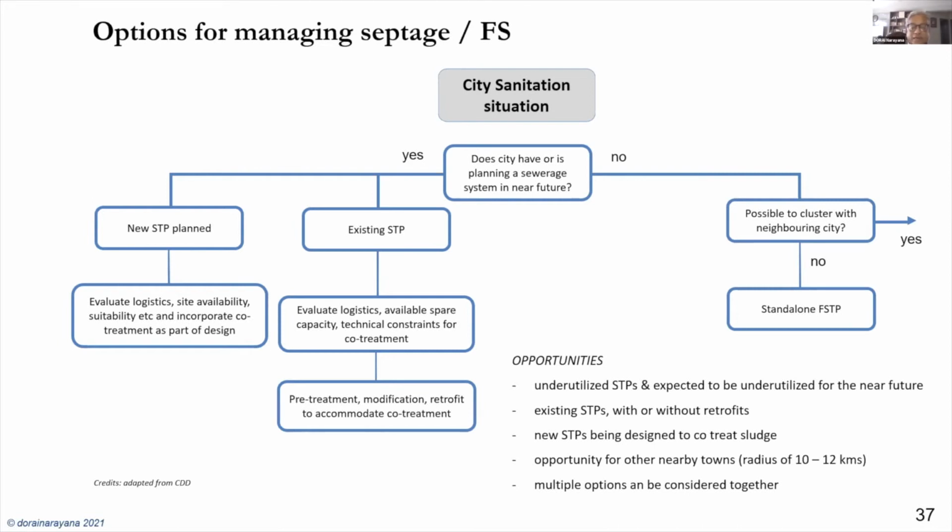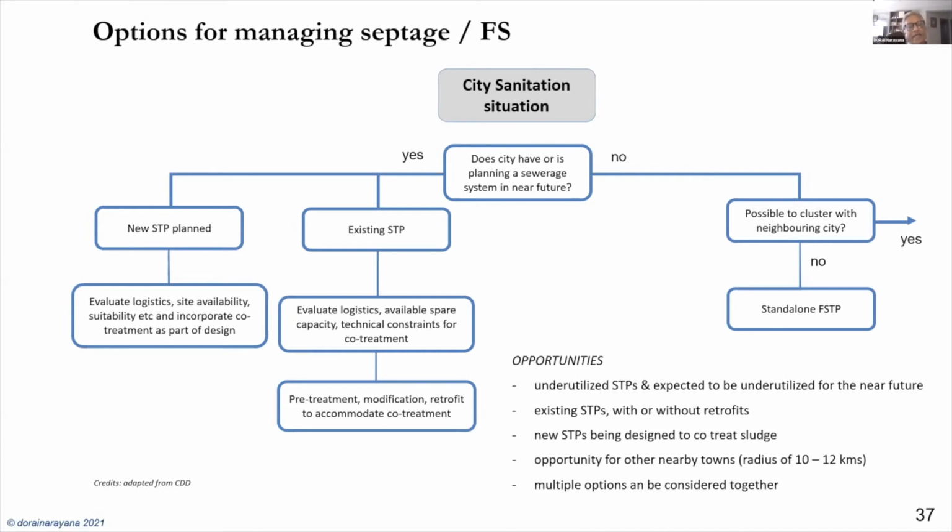And new STPs, as I said, can be designed, and then there's this opportunity for clustering with the neighboring towns which are within reasonable radius of 10 to 12 kilometers. Now, we can also have, these are not mutually exclusive. In other words, we could have part of the city having a co-treatment and part of it going to a standalone STP, standalone fecal sludge plant, depending on the logistics. If your city is very big and the sewage treatment plant is at one end of the city, it may not make sense to transport fecal sludge or septage from the other end all the way to the sewage treatment plant. So it may make sense.